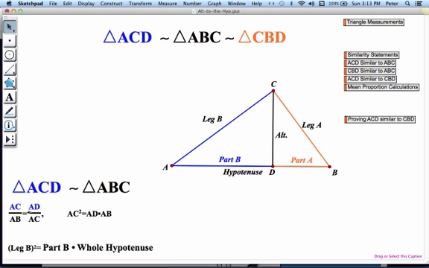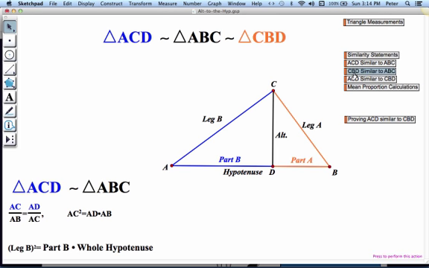So if I multiply that out using the means extremes product theorem, I see that AC squared equals AD times AB. Now if I substitute in this alternate labeling, I see that leg B squared equals part B times the whole hypotenuse. That's just subbing these labels into this equation here. So that means that the square of leg B is equal to the part of the hypotenuse right next to it times the whole thing.